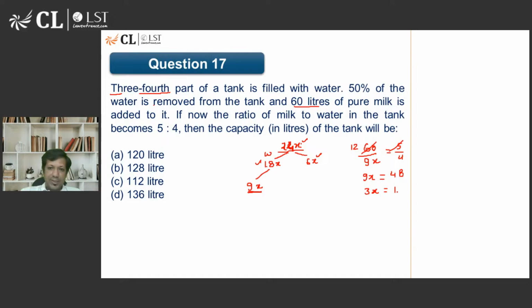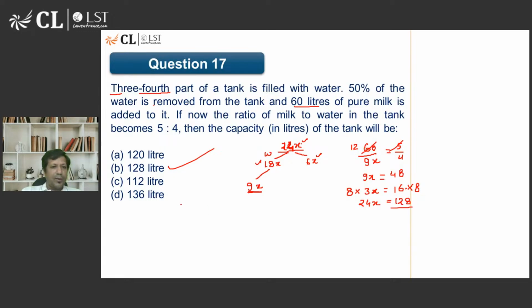3x is equal to 16. What is the capacity of the tank? That is 24x. So if I multiply it by 8, 24x will come out to be 128 liters. So the answer of this question is going to be option B. So this is how you can approach the question.